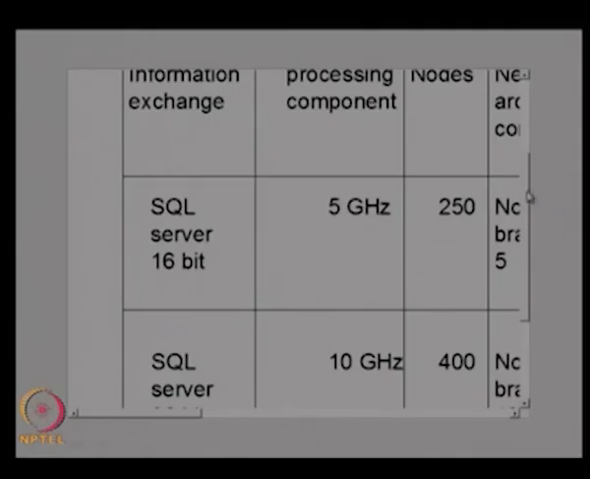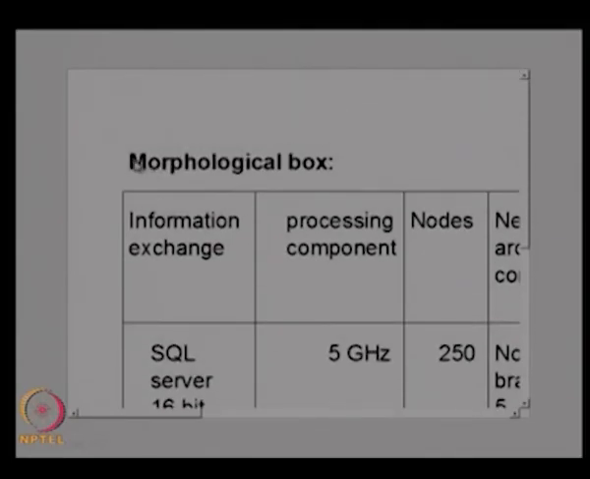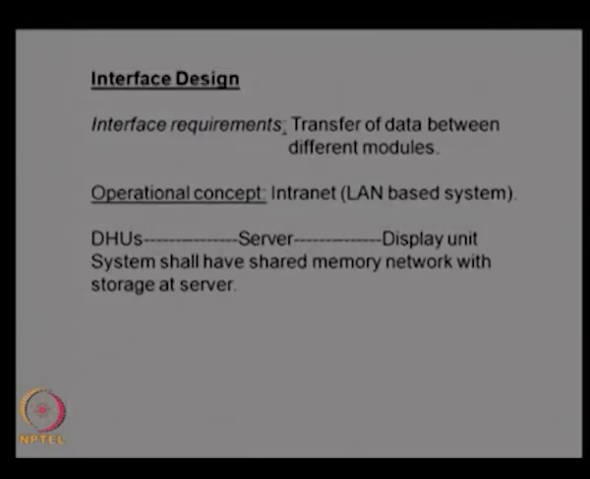So these all come from the morphological box, and depending on the requirement we can choose one of these and then develop the physical architecture. Once we have the physical architecture, we go ahead with the same method as discussed in the previous cases and complete the physical system development.